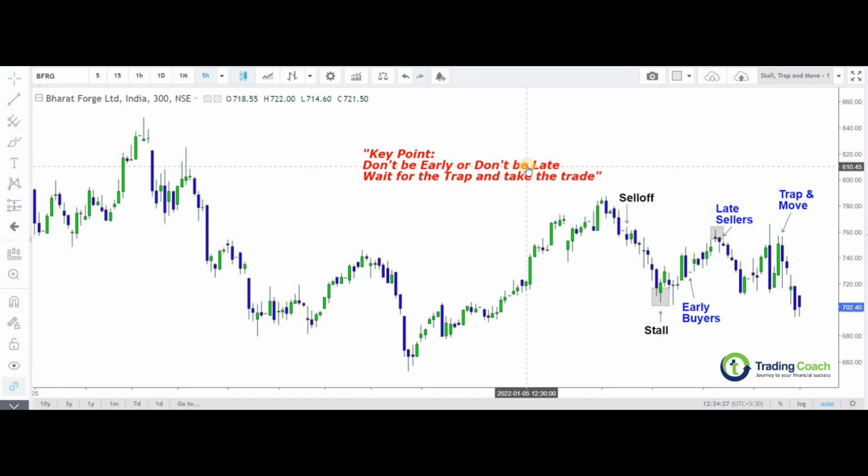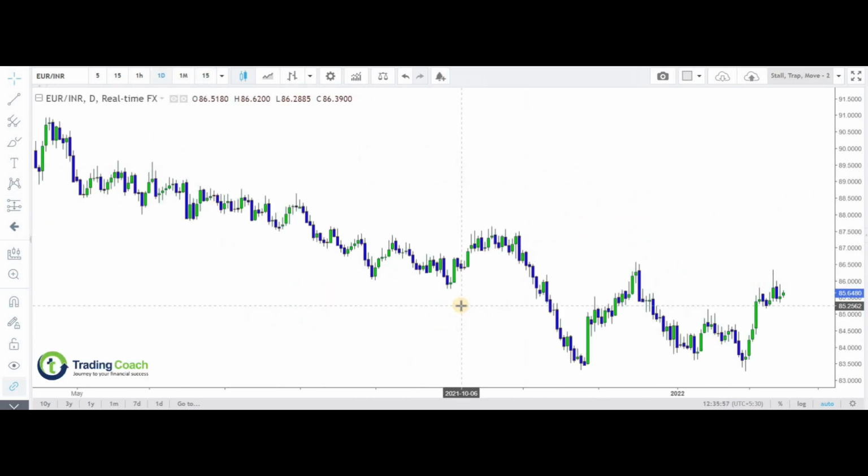Wait for a specific trap and then take the trade. It's kind of a rhyme here, but it does make sense for us to keep in mind. That's how a prudent trader usually trades the market. Keep in mind, we have seen a bearish example of that stall, trap and move trading setup.